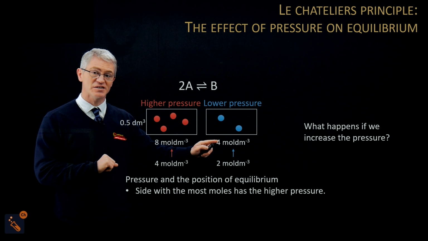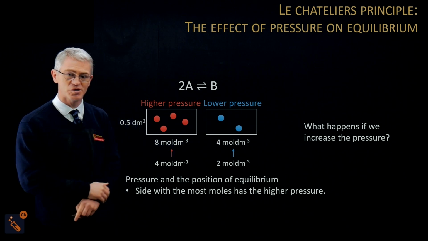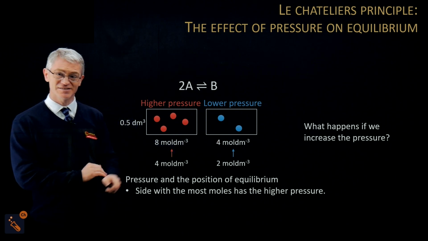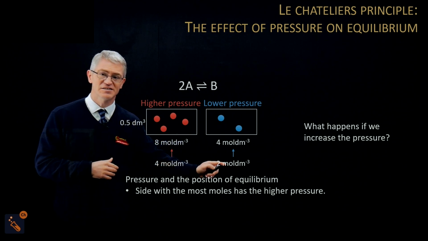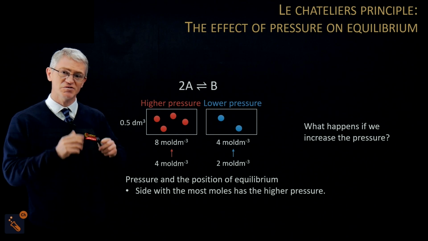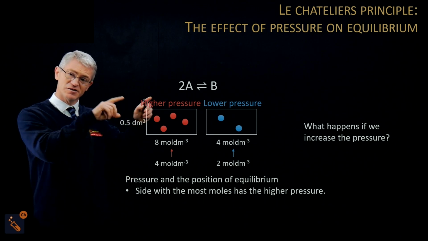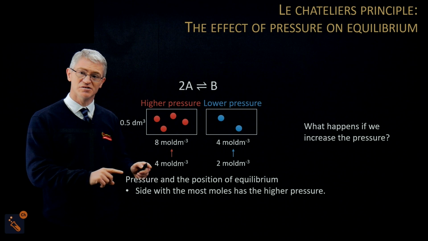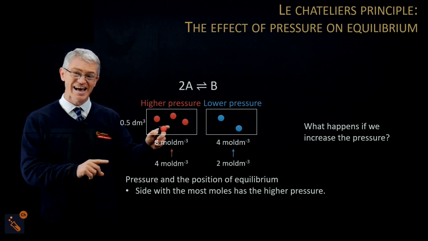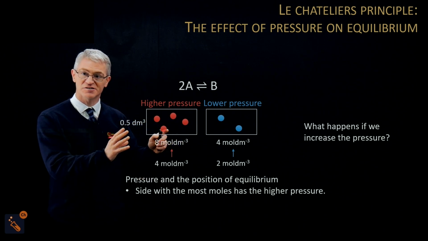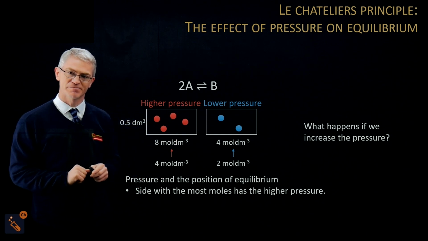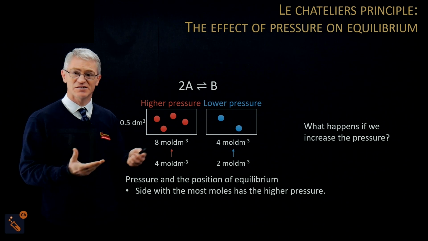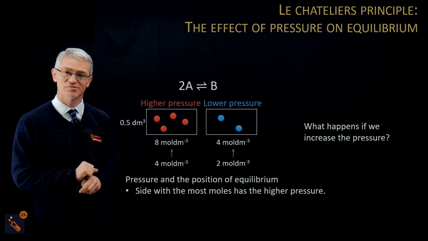And then in 1 full decimetre cubed, we would have 4 moles. So that means that if you look at it, this has gone up by 4, and this has gone up by 2. So if I increase the pressure, the actual concentration of the A, the higher pressure side, has gone up by more than the lower pressure side, B. And that's the way it works when you increase the pressure. It's a really easy way to understand it.